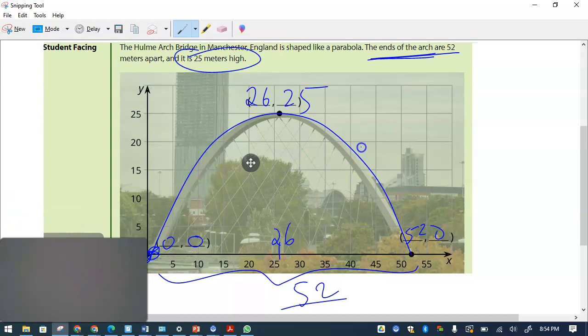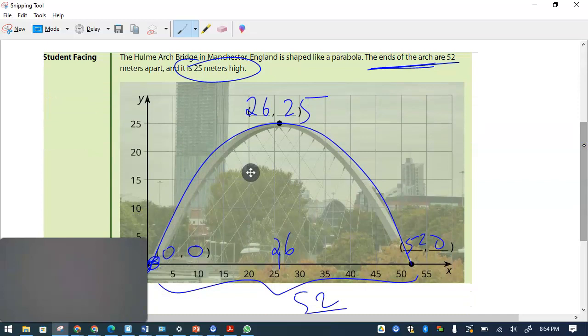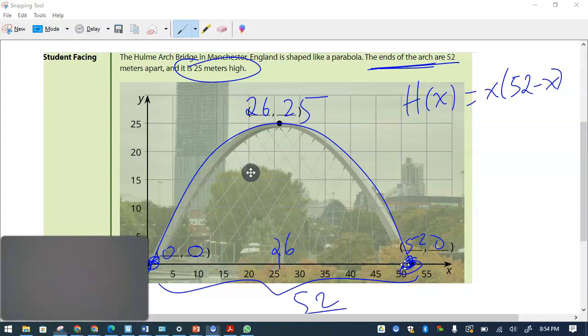And then the question was which is the best suitable equation for this. One student creates an equation and writes it as x times 52 minus x, because he thinks the zeros are 52 and 0. So using the factor form, he gets this equation. When you plug in 0, you get 0, and when you put 52, you also get 0.